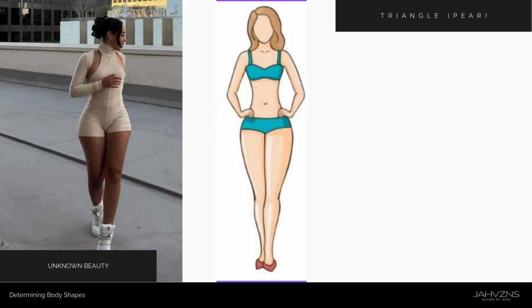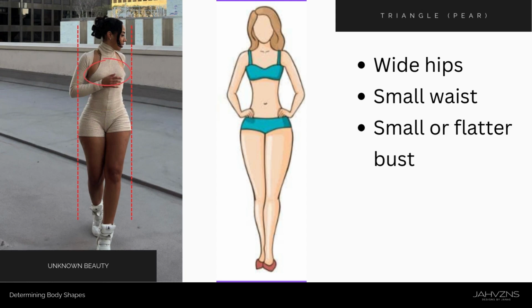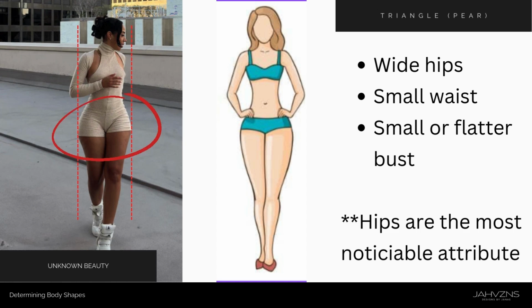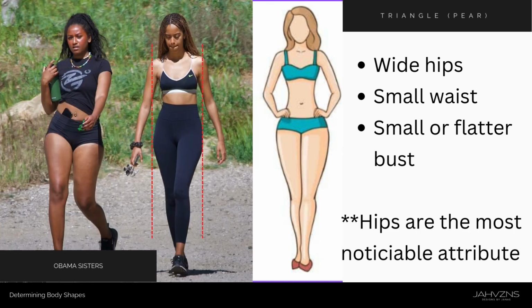Next, we have the triangle aka pear shape. I don't know the name of this model, but if you know this beauty, tag her down below. People who are pear shaped often have wide hips, a small waist, and a small or flatter chest. They are noticeably voluminous in their hip area.